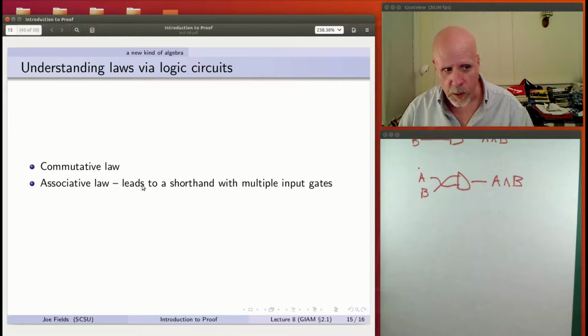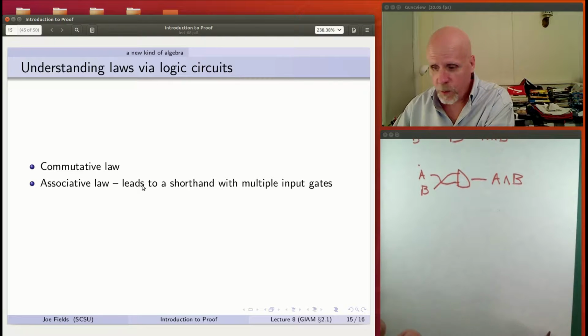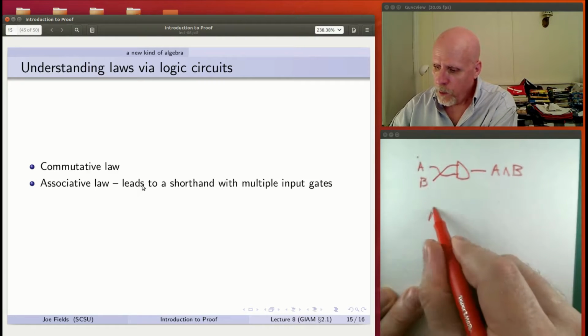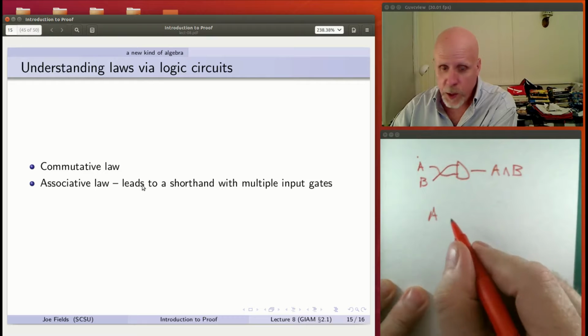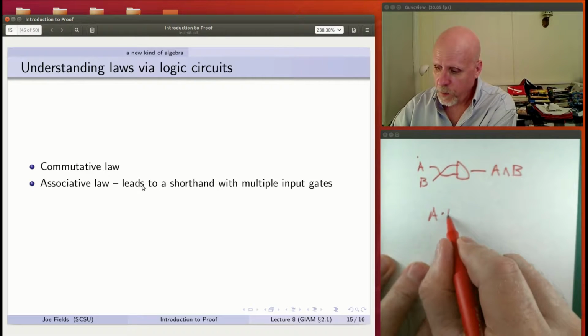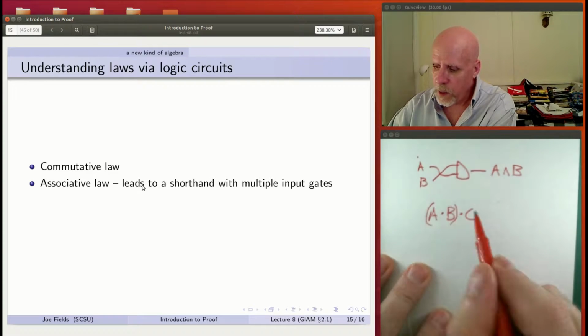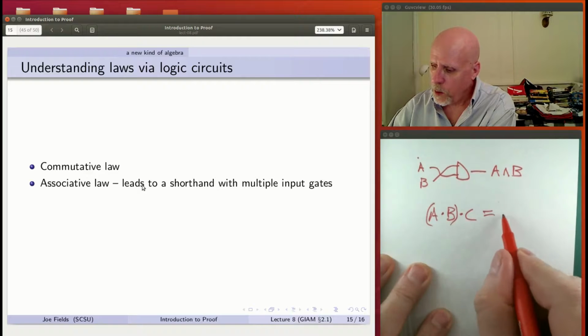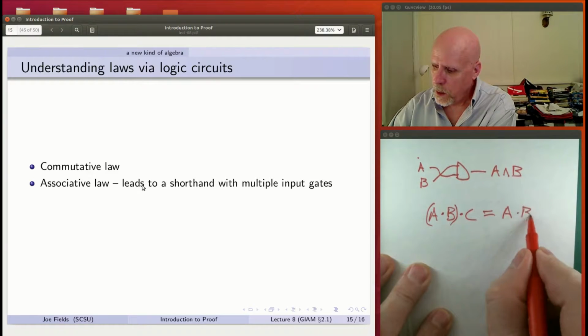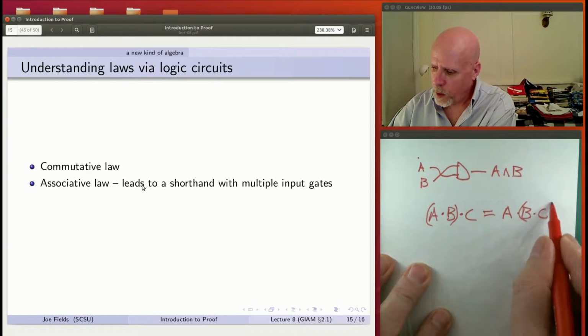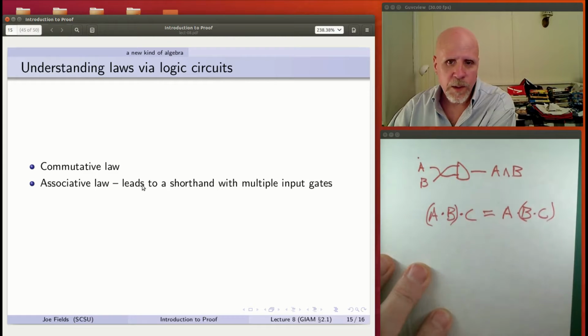The associative law, which leads to a shorthand that we're going to look at, is not quite as easy. What does the associative law say? Do you remember this from regular algebra? If you have the same operation, like multiplication, you can write that and it's unambiguous. That is, you could think of that as A times B times C, or you could group the second two things first. These are the same because everything's multiplying.